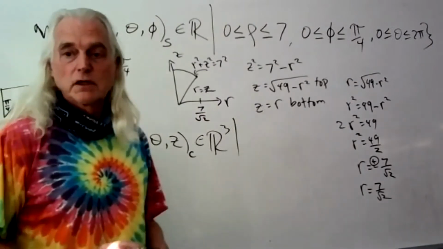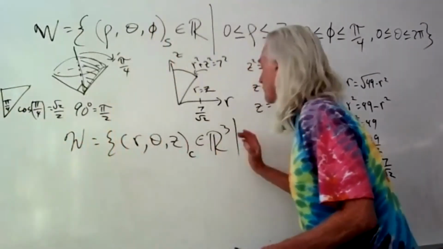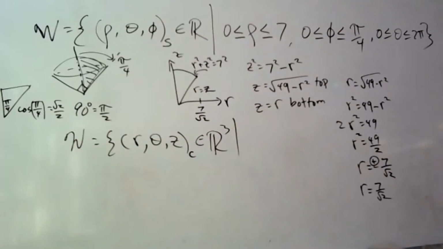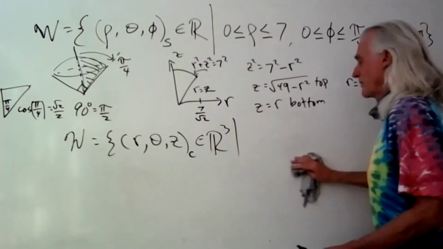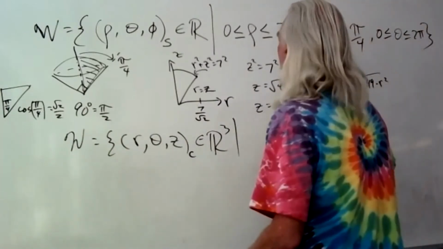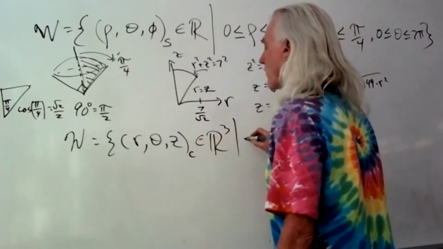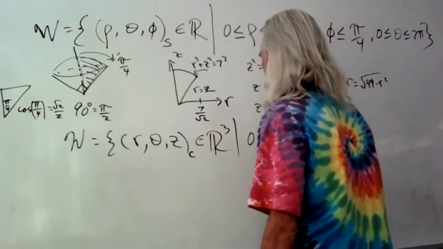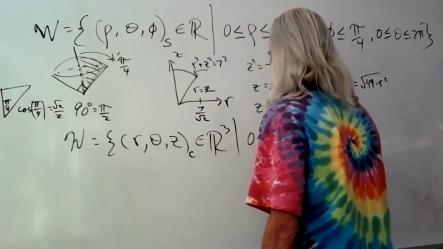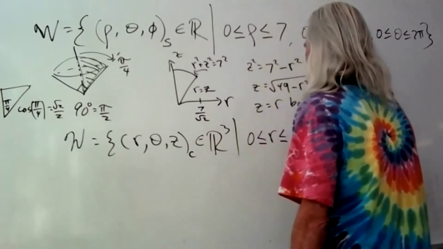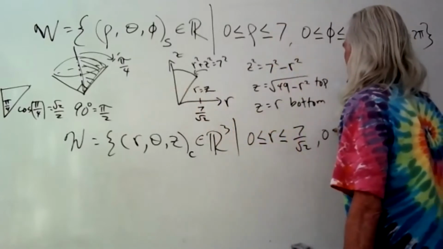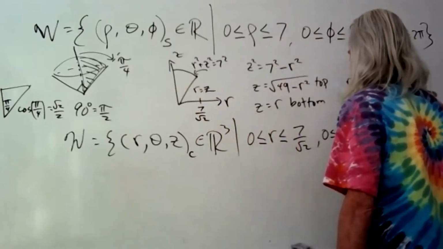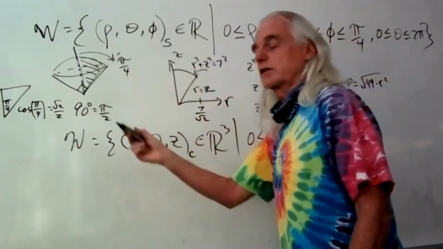Now let's write this in the ready-to-integrate form. Sorry, you can pause the video and go back and look at it. Let's start with r. 0 is less than or equal to r is less than or equal to that 7 over square root of 2 number. 0 is less than theta is less than 2 pi, so I go all the way around the circle.